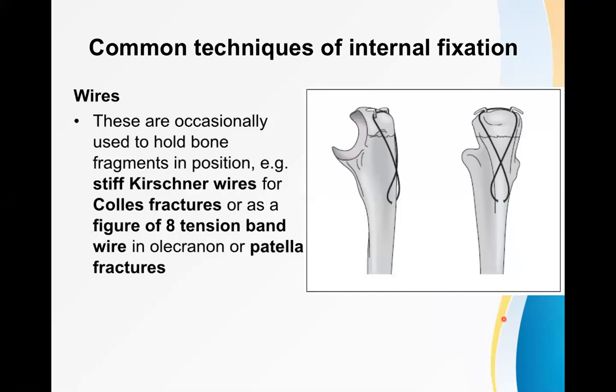Now, after talking about those intramedullary nails, what is the use of wire? These wires are some other method of internal fixation. Now, see here, please. Now, look at this picture here. So, which bone is this?